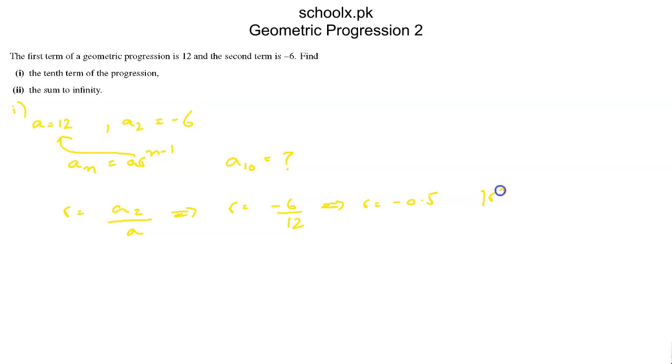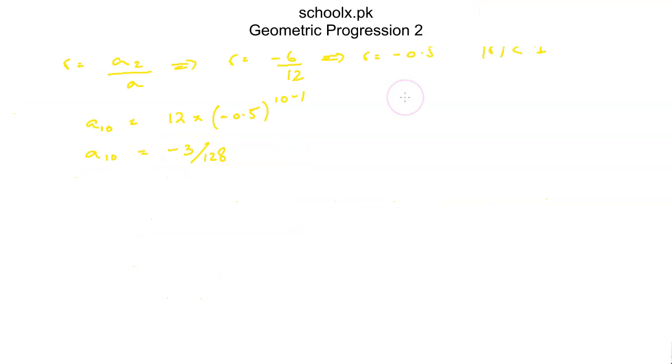Now here the modulus of r is less than 1, hence the sum to infinity of this geometric progression will exist because this GP is a convergent one. So now r is -0.5. We'll plug in the values in this formula right here. So this will give us a10. A is 12. R is -0.5 to the power 10 minus 1. This will become 9. So a10 is -3 over 128.